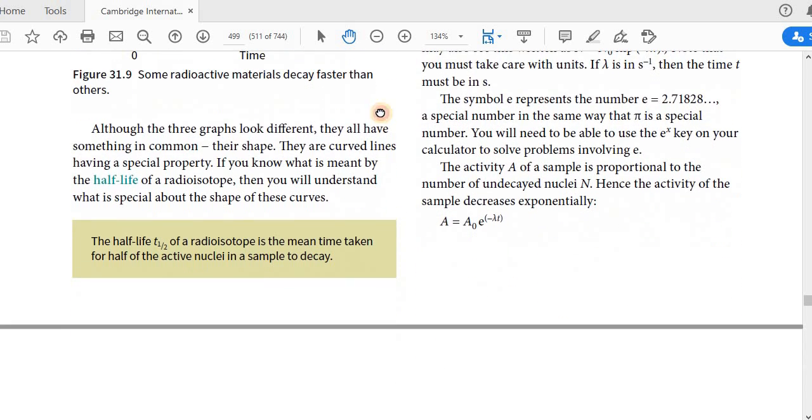Some radioactive materials decay faster than others. Although the 3 graphs look different, they all have something in common, their shape, that is the exponential decay shape. They are curved lines having a special property. If you know what is meant by the half-life of a radioisotope, then you will understand what is special about the shape of these curves. The half-life, T-half, of a radioactive isotope is the mean time taken for half of the active nuclei in a sample to decay.